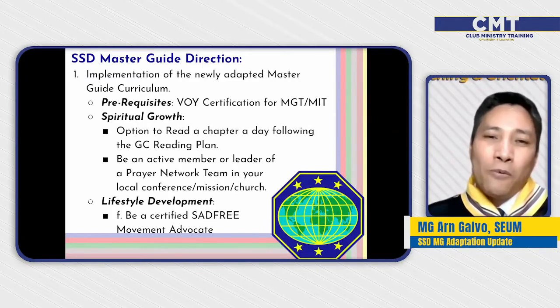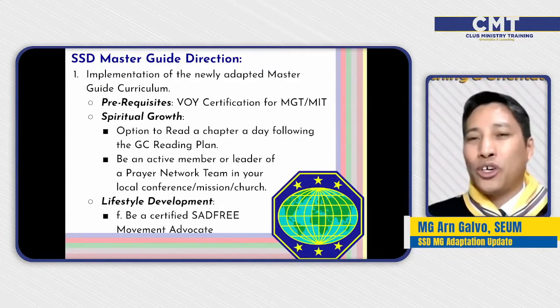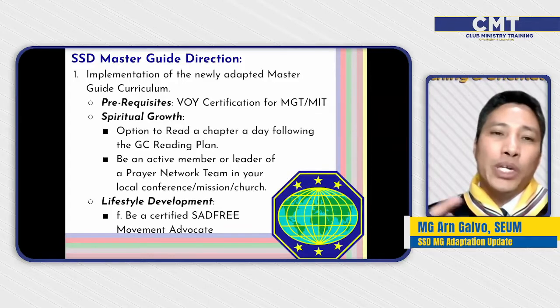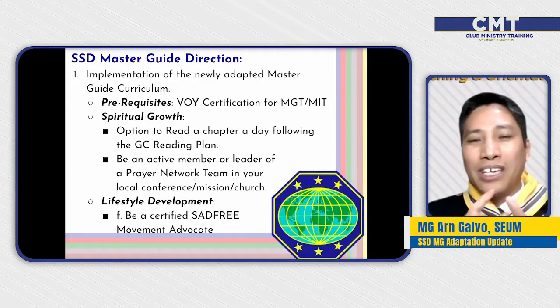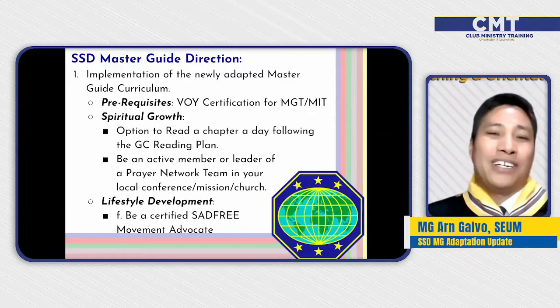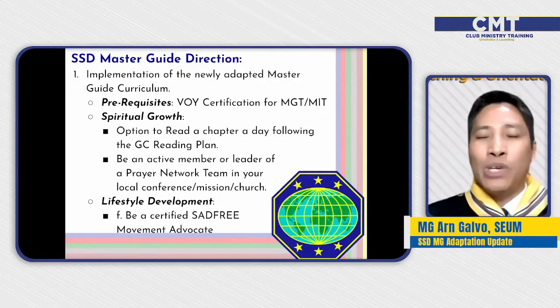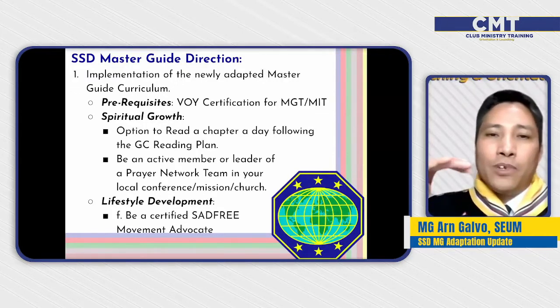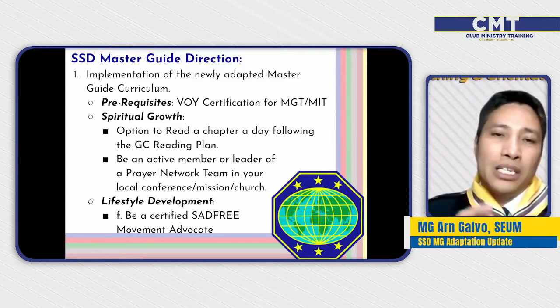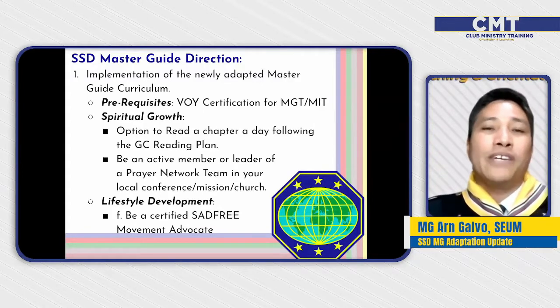So remember, one of the things that we want you to take note of, club directors, is that everything that we will do in implementing this new curriculum should be coordinated with our local mission, conference, or union youth director. Don't just go ahead with the training without coordinating. We want to make sure that our higher organization level is aware of what we are doing so they can also give their support.